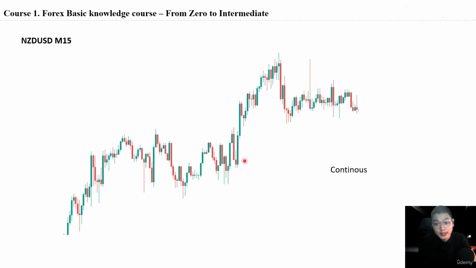And here I will give you some examples of the patterns. You can see here is the New Zealand dollar on the 50 minute time frame.